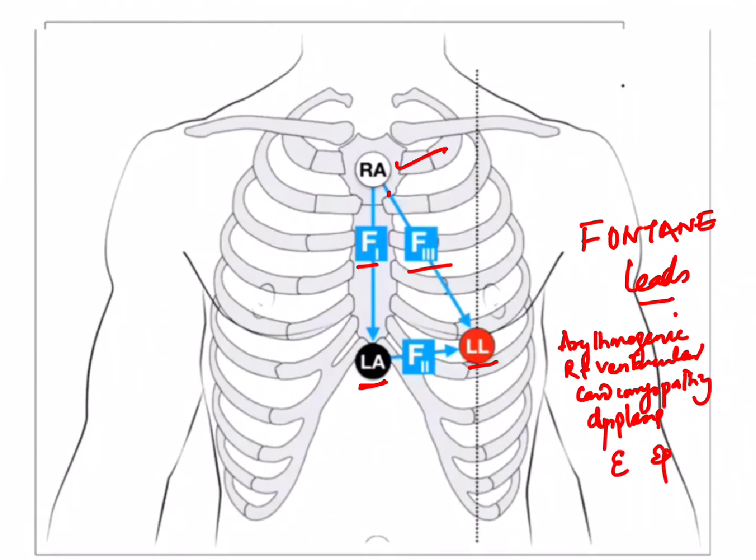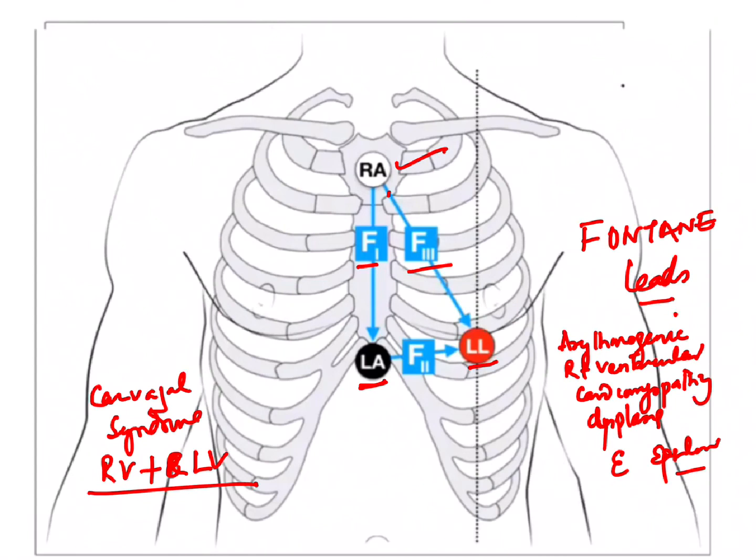Here we see epsilon waves. Two types of syndromes are associated with arrhythmogenic right ventricular cardiomyopathy. First is Carvajal syndrome. If the right ventricle is involved along with the left ventricle, meaning the left ventricle is also involved along with the right ventricle, we call it Carvajal syndrome.